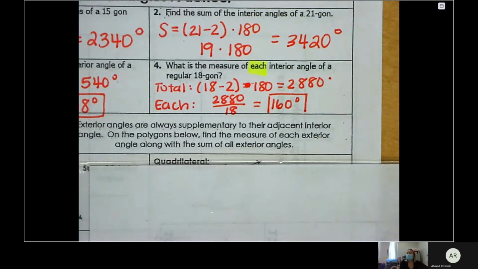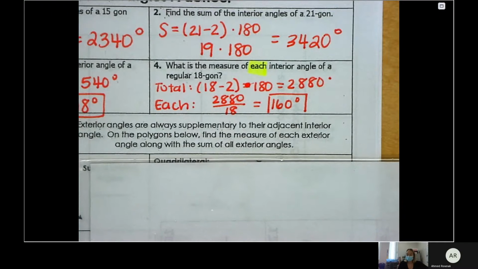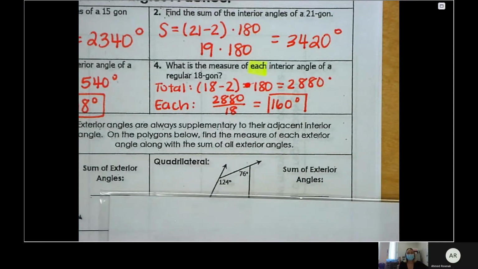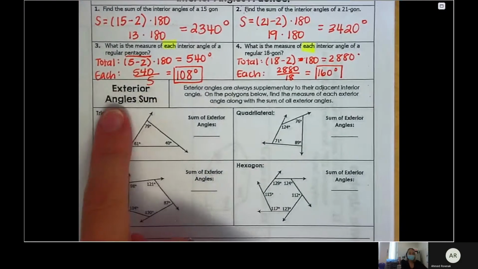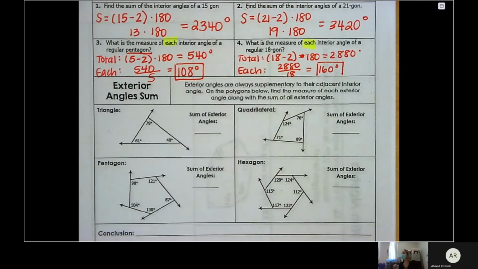Okay. So we did interior angles. Guess what we're going to do now? Exterior. Exterior means what? On the outside. Good. All right. Exterior angles sum. Sum always talks about adding things together. So that's all we're ever doing, especially with geometry, is adding things together. Exterior angles are always supplementary to their adjacent interior angle. On the polygons below, find the measure of each exterior angle along with the sum of all exterior angles.